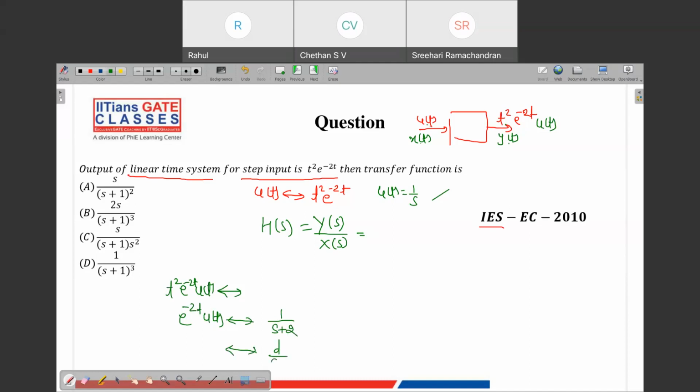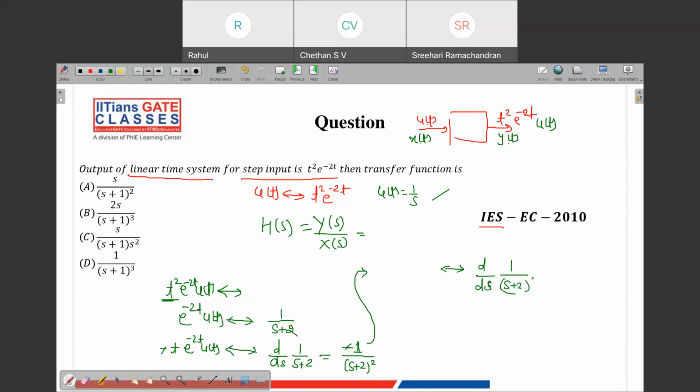So when you do the differentiation in S domain, in the time domain you will multiply it with minus t. So here it will become something like this. This minus and minus you can cancel out. But here we have a t square, so again we will do the differentiation. Let's do the differentiation again.